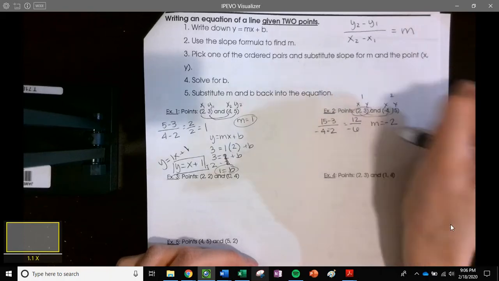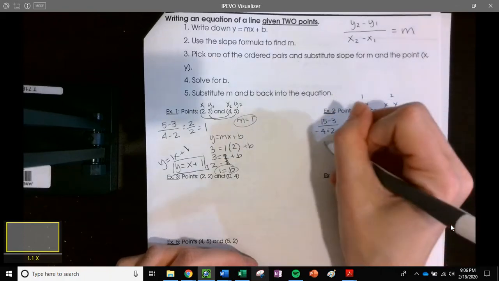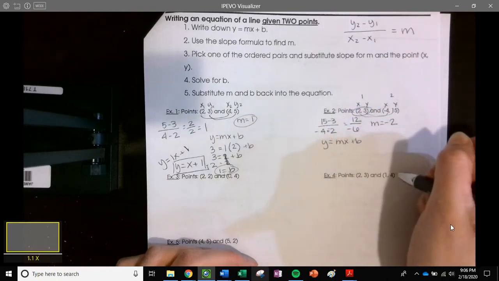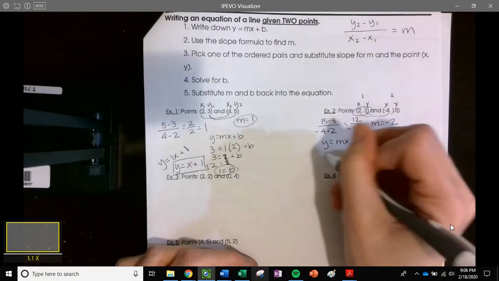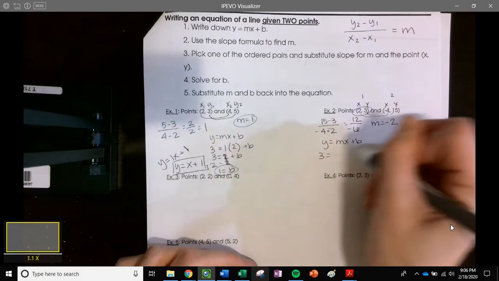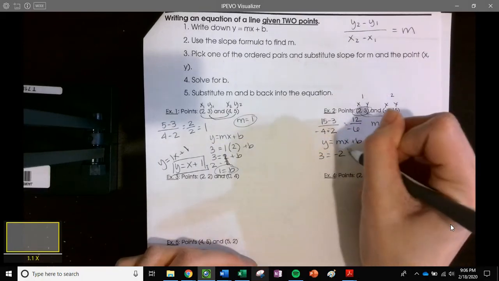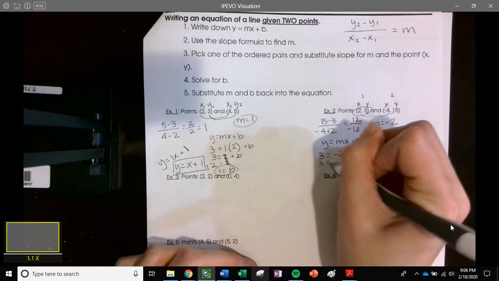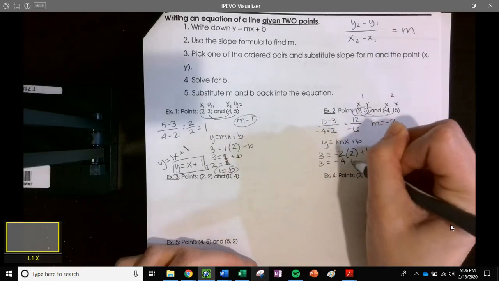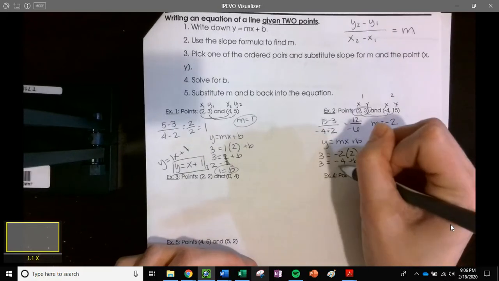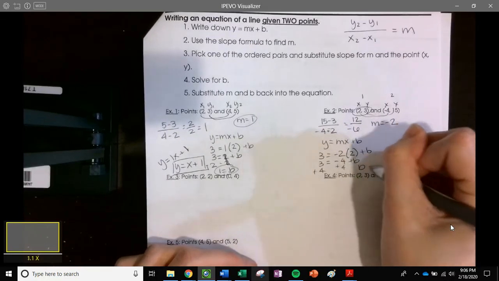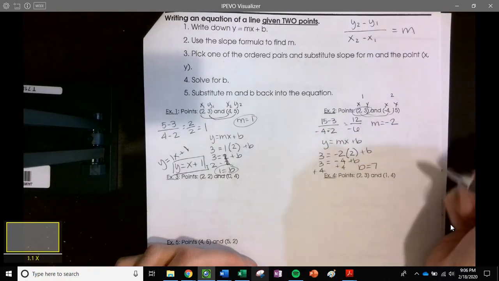Again, I'm going to pick my first set of points for my x and y, and I'm going to substitute in to y equals mx plus b. Y is 3. M we just found to be negative 2. X is 2. I'm solving for b. 3 equals negative 4 plus b. Add 4, and we get b equals 7.